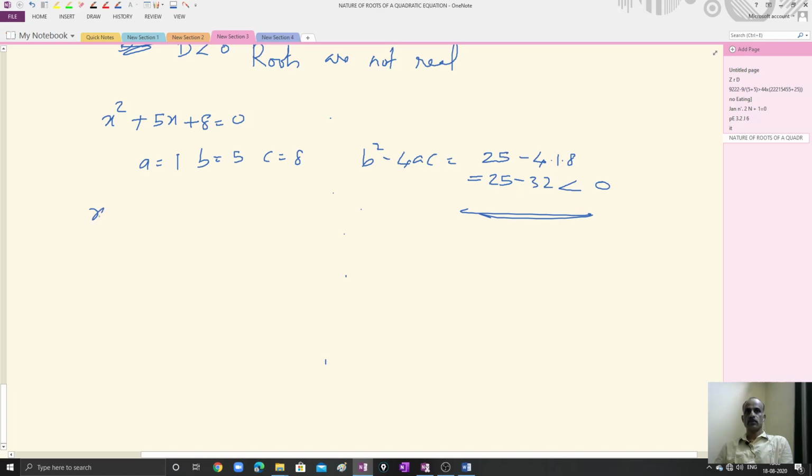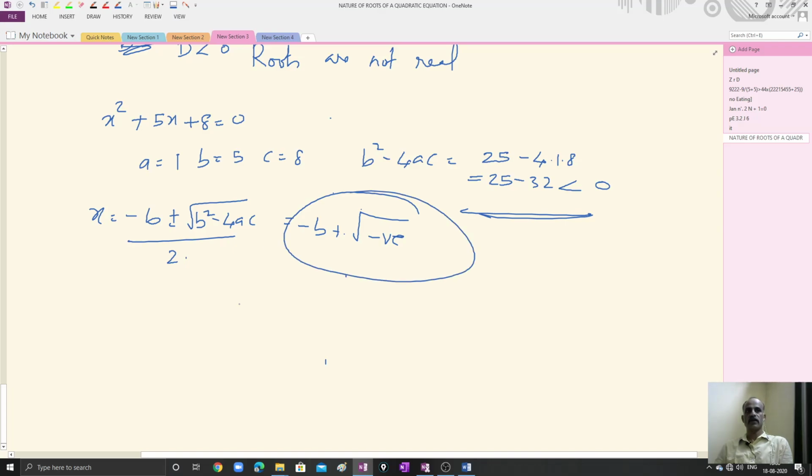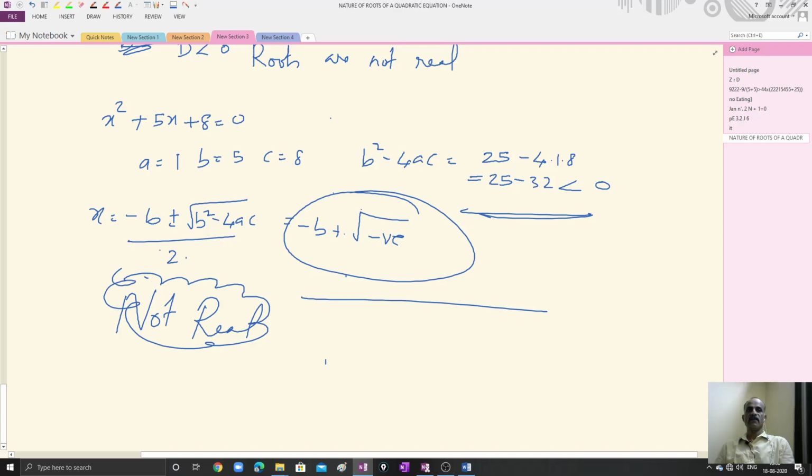When you look at the quadratic formula, minus b plus or minus root of b square minus 4ac divided by 2a, whatever values you substitute, you will be getting the discriminant part as a negative value. So, you cannot find the root of that negative value, and it is not real. I repeat, the roots are not real.